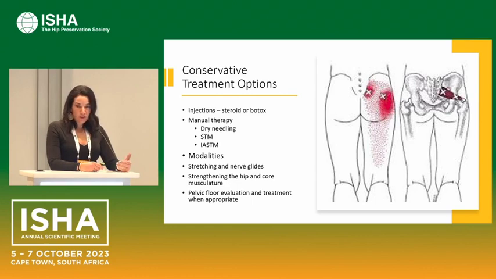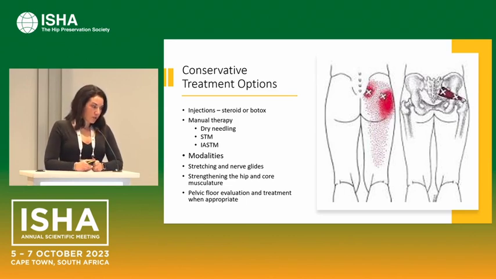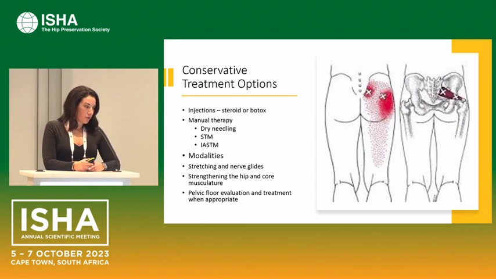I use a lot of modalities in these patients, particularly things like shockwave, focused shockwave, and laser in our clinic. Again, as both Rob and Dave mentioned, we do stretching and nerve glides to keep that neural flossing going. And then again, strengthening the hip and core musculature. So we need to support everything around this region so that the piriformis is not overactive or compensating for other dysfunction. And then again, I think it's important to note that the pelvic floor can definitely be involved. And so an appropriate evaluation and treatment for that is necessary.